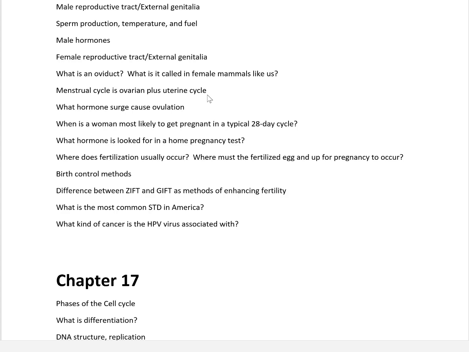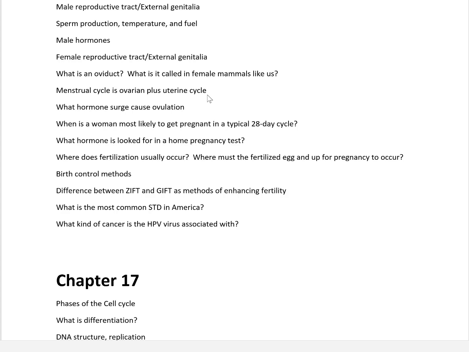So there's a real good image, and I did a video on this, but you can call the whole thing the menstrual cycle if you want. But the ovarian cycle should be 28 days long. The first half is going to be dominated by follicle-stimulating hormone and estrogen, and that's going to cause the development and growth of the follicle, which is where the egg is.